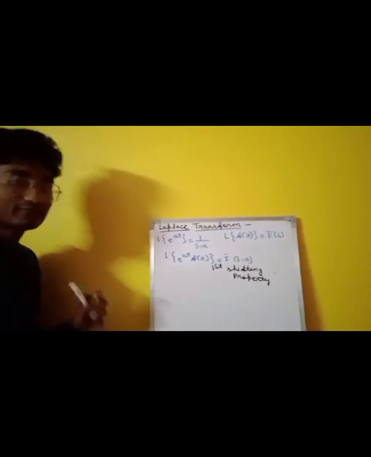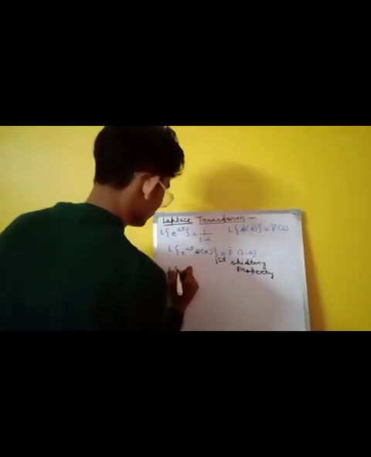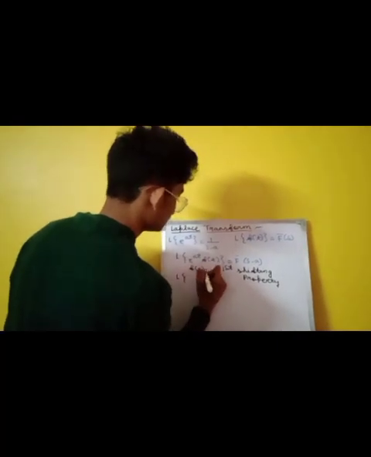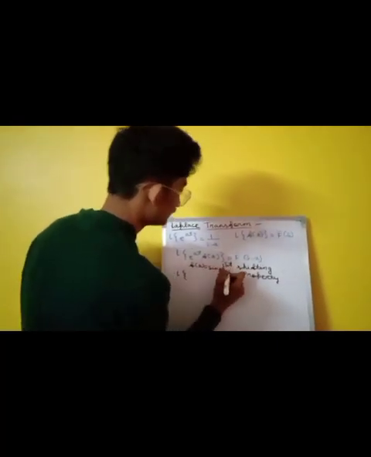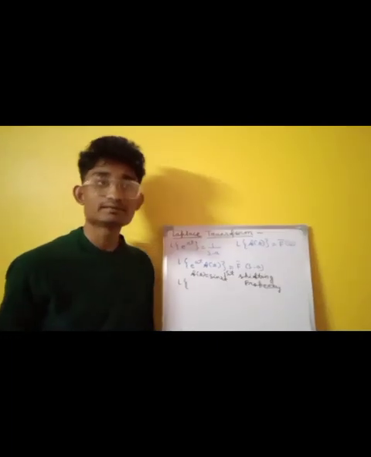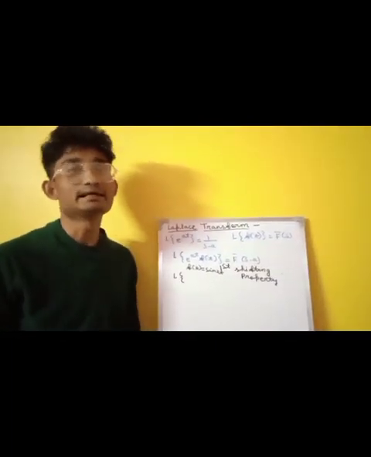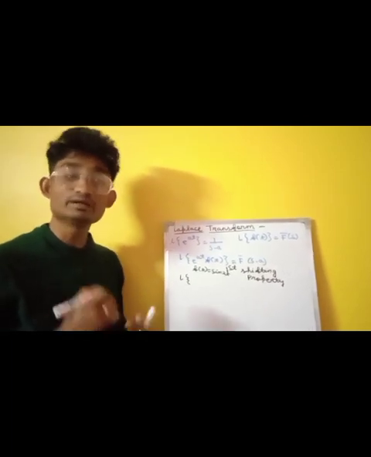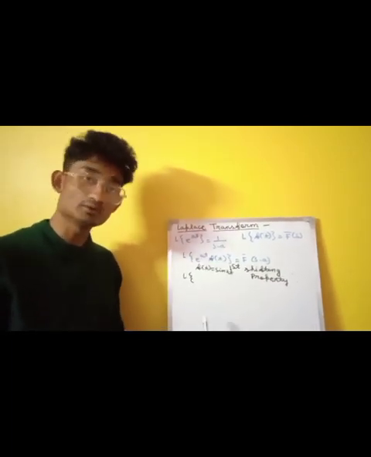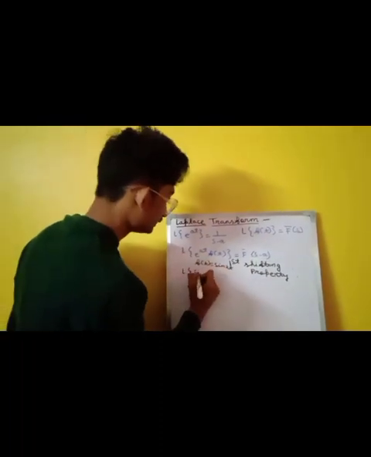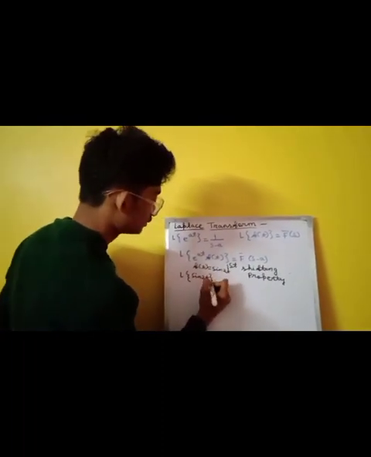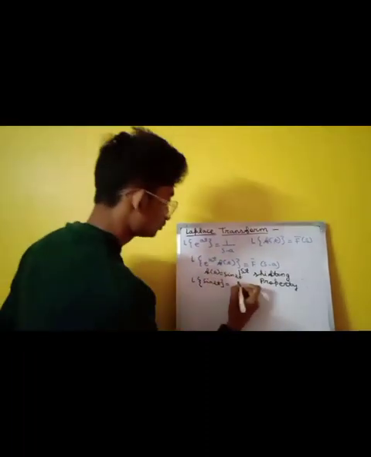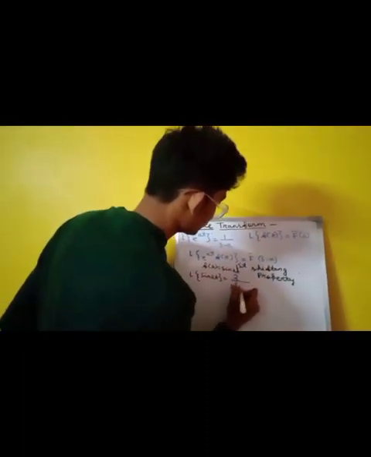Let's take one example: f of t is sine at. What is the Laplace of sine of at? Laplace of sine of at is a upon s square plus a square, which we derived in our previous video. So Laplace of sine of 2t is 2 upon s square plus 2 square, that is 4.